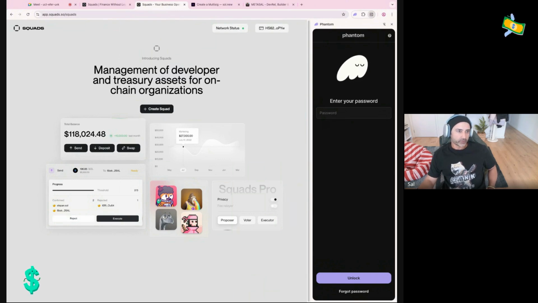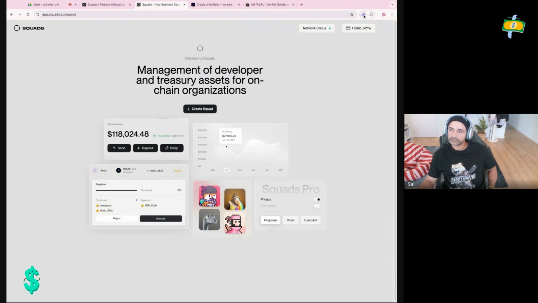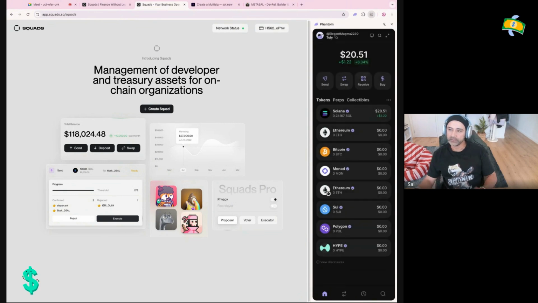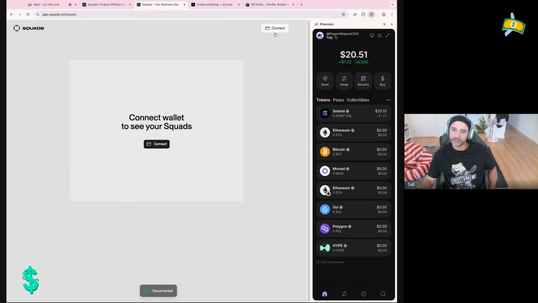So we've spoken about what a multisig is, and now we'll get into the UI and create one. I've got a wallet here on Phantom that I spun up just before this class. I'll log into it, and there's about $20 or $30 on there. Creating a multisig is actually very cheap, and if you know how to use APIs, it's practically free. What you do is you connect your wallet.